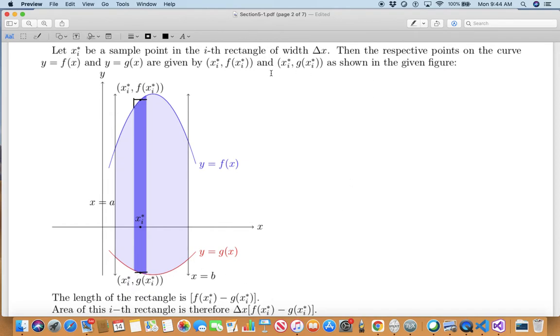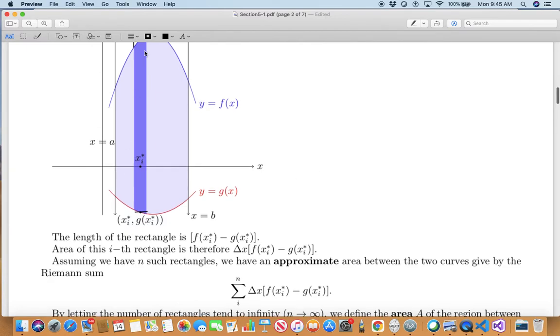Okay. Now, what is the height of this entire rectangle from top to bottom? Well, the height or the length of the rectangle is bigger height minus smaller height. The width of that rectangle, we call it delta x_i. So the area of that ith rectangle is delta x times the length of the rectangle, f(xi star) minus g(xi star).